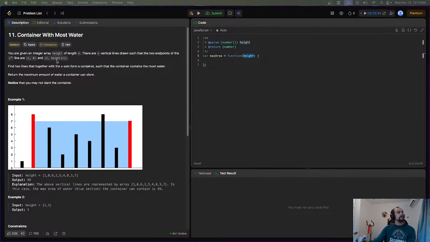There are n vertical lines drawn such that the two endpoints are (i, 0) and (i, height[i]). Find the two lines that together with the x-axis form a container such that the container contains the most water. Return the maximum amount of water the container can store. Notice that you may not slant the container.